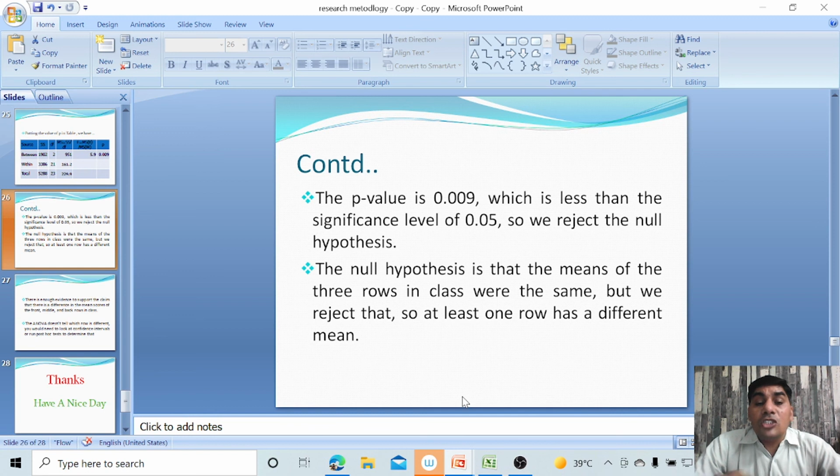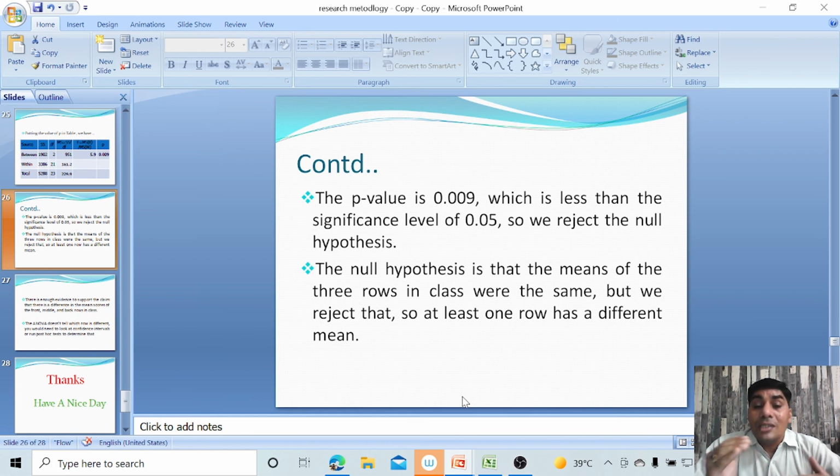The P value is 0.09, which we compare with the significance level of 0.05. The significance level totally depends on our hypothesis. When we formulate our hypothesis, we decide which significance value to use. The significance value may be 0.01 or maybe 0.05. In our question, we are taking the significance value as 0.05. Most probably in 99 cases, we take the significance level as 0.05. Now, we compare the P value, 0.09, with 0.05.